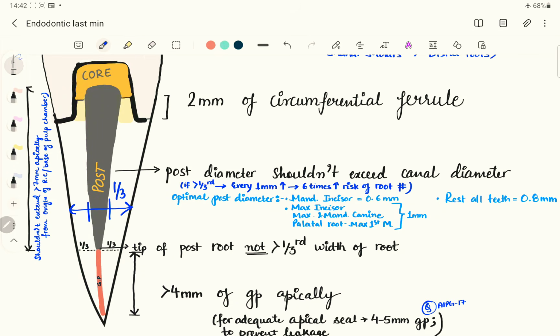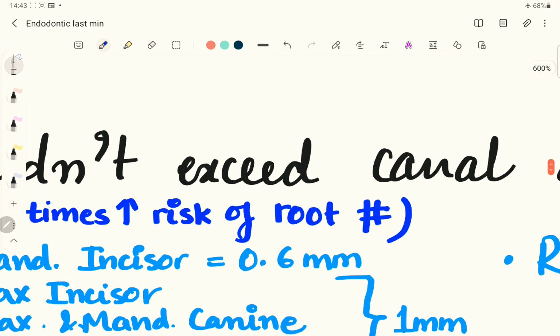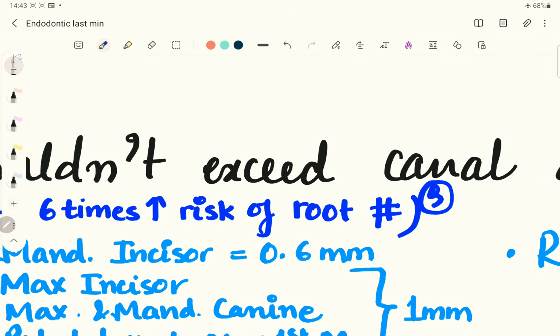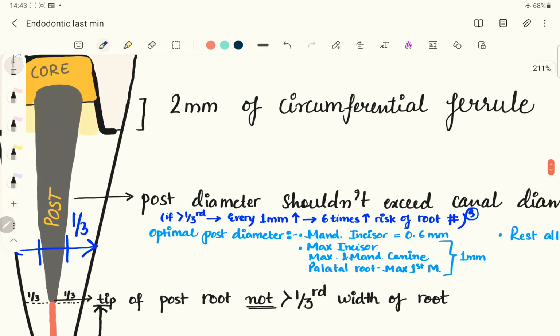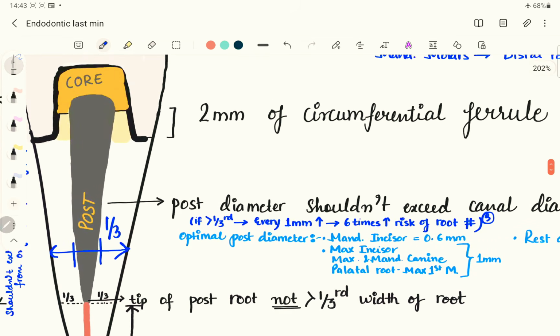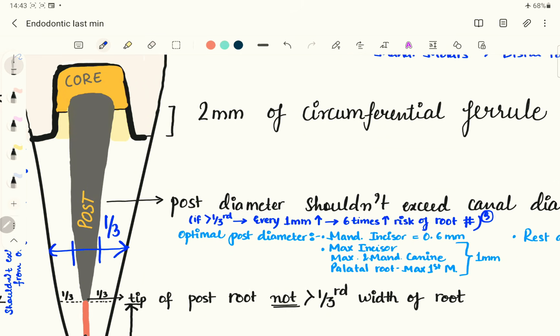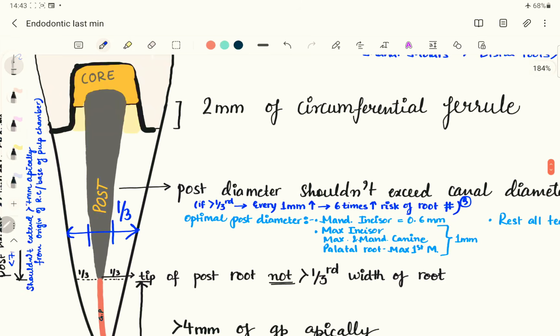diameter of the root. If it exceeds 1/3 of the diameter of the root, then every 1 millimeter increase is going to reduce the dentine around the tooth. So every 1 millimeter increase will increase the risk of root fracture by 6 times. Remember, again, this has been asked in one of the options in questions: if the post diameter is increased more than 1/3 of the root diameter, every 1 millimeter increase in the diameter will create the risk of root fracture by 6 times.